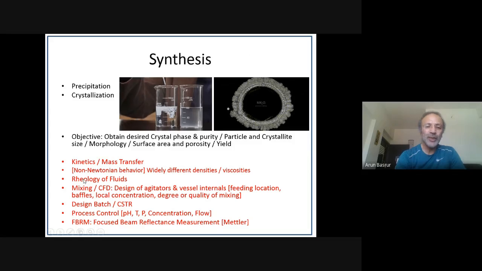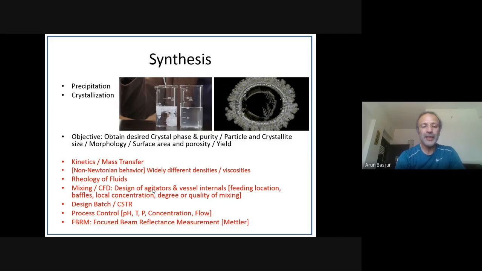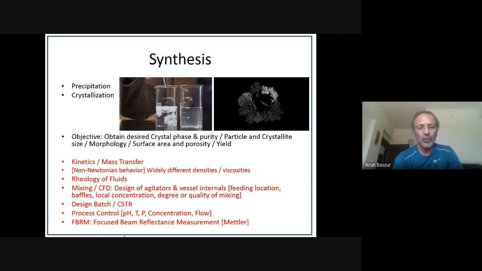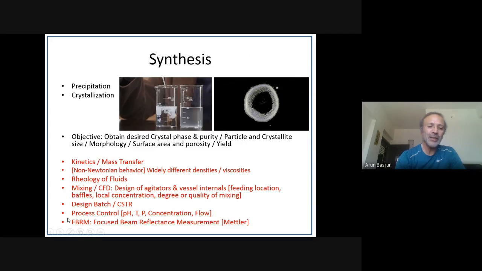So eventually, through this, one ends up designing either a batch reactor or a CSTR, in which you decide what kind of agitator one would use, and what the vessel internals would be, such as feed point location, like if one wants to have bulk mixing or micro mixing, and the necessity for baffles. All these will basically decide how the local concentration within the vessel changes and how the degree or quality of mixing changes. So that is essentially designing a batch reactor or a CSTR.